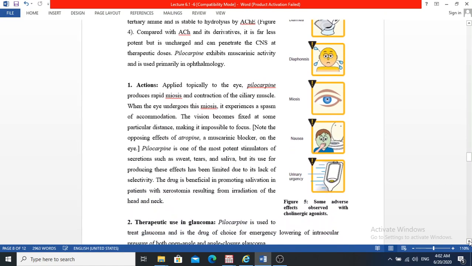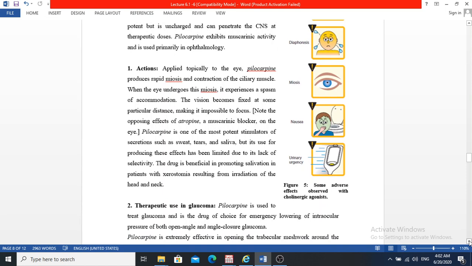Let's see the acetylcholine-like effect medicines used in ophthalmology. Pilocarpine produces miosis and contraction of the ciliary muscle. When the eye undergoes this miosis, it experiences a spasm of accommodation. The vision becomes fixed at some particular distance, making it impossible to focus.